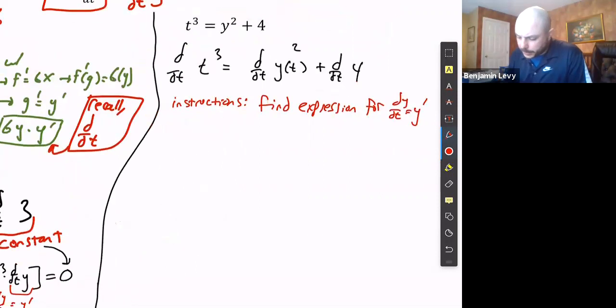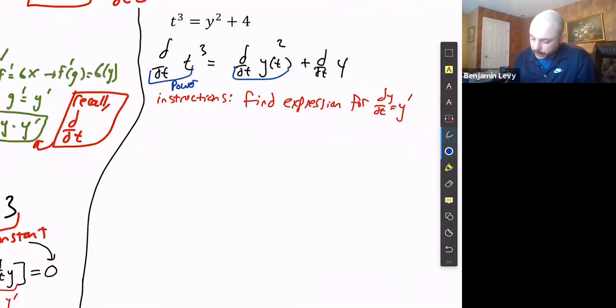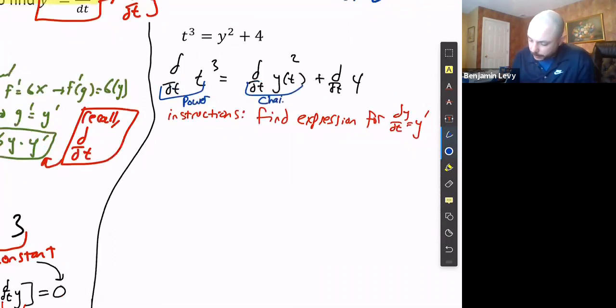So I do want to let you finish this one off, but just in case people are a little stuck here, just to get us started, it's all in the notation. So d over dt of t cubed, that's the variable itself, so that's a power rule. But on the second one, d over dt of y of t, we know that there's some function with the t there, and it's being squared, and so that is a chain rule. And then the last one is the one where we get the constant rule.